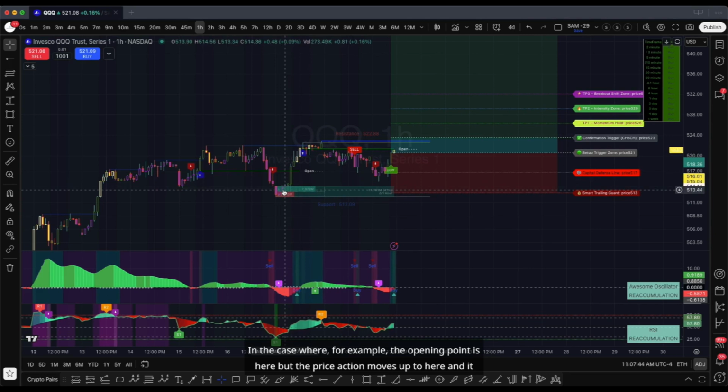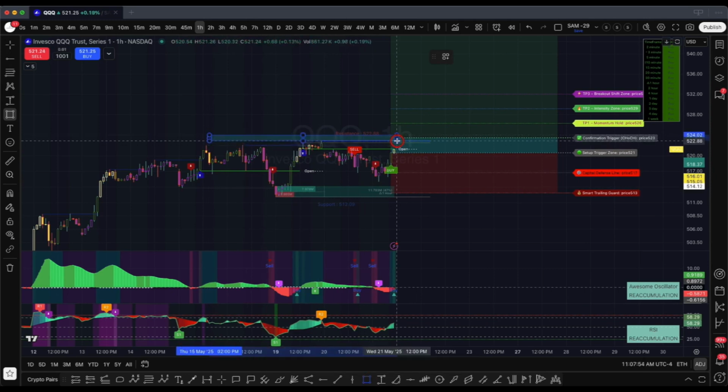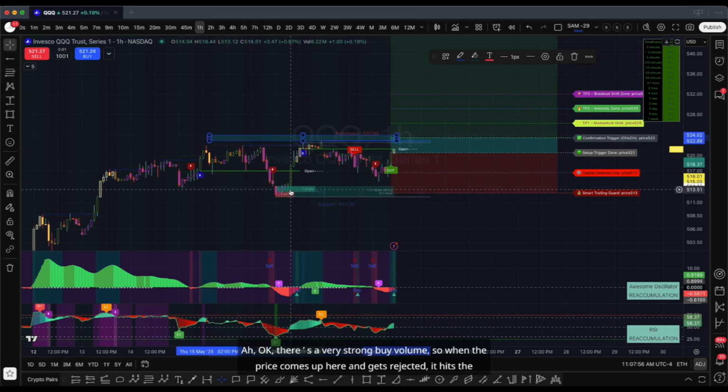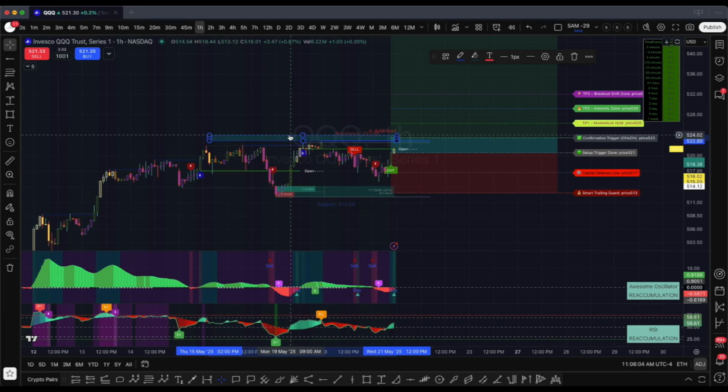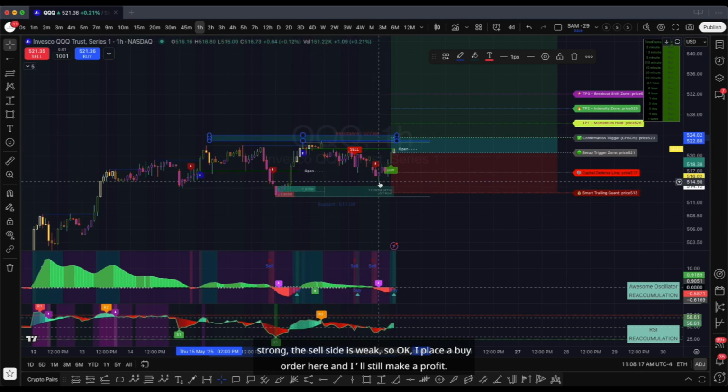Okay, in the case where, for example, the opening point is here, but the price action moves up to here, and it gets like here, it hits resistance, it gets blocked. But we look down here, okay, there's a very strong buy volume. So when the price comes up here and gets rejected, it hits the resistance, right? Or the order block. So when the price comes back here, I'll start to pay attention here. I see, oh, the green buy side is strong, the sell side is weak. So, okay, I place a buy order here and I'll still make a profit. That means I'll follow this part more than I follow that one.